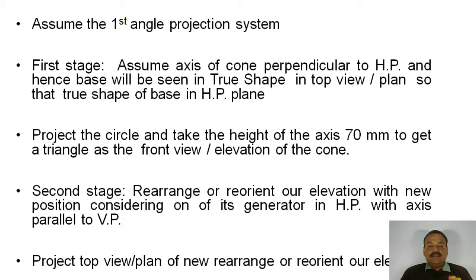Project the circle and take the height of the axis as 70 mm to get the triangle as the front view, either the elevation of the cone.